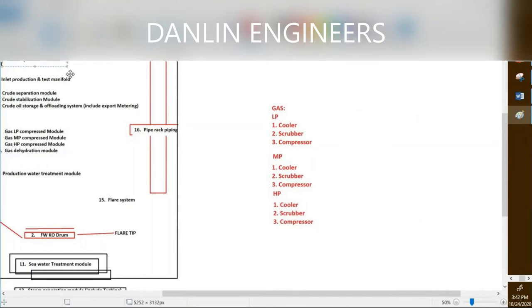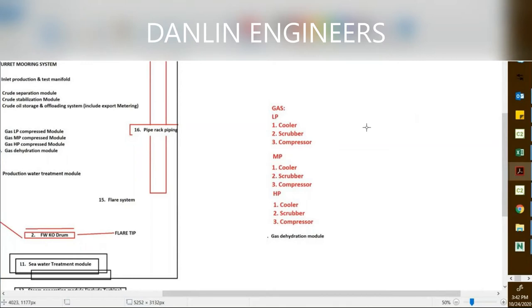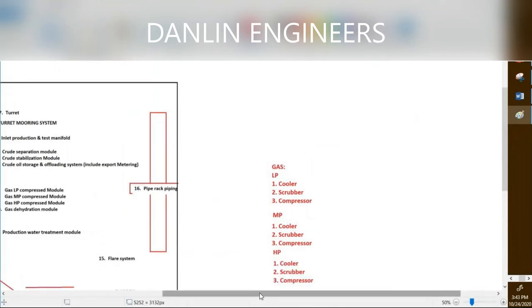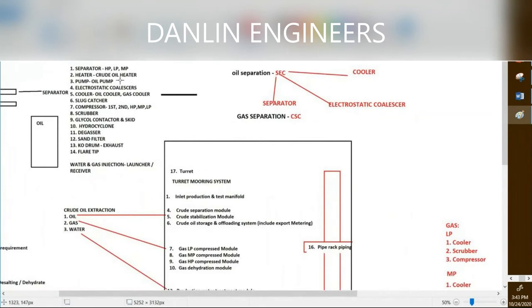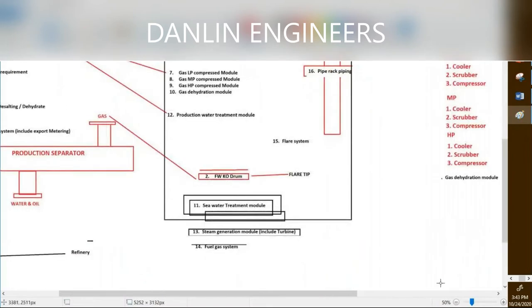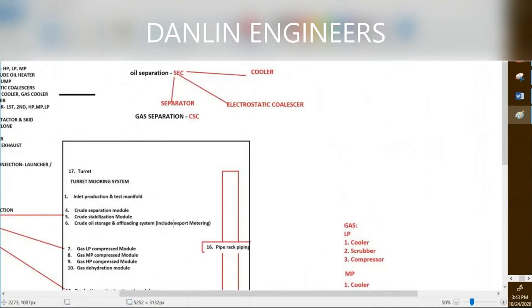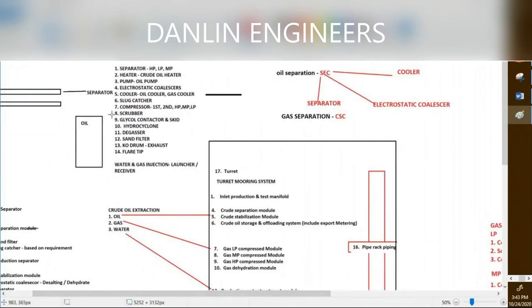dehydration means the glycol contactor, the glycol regeneration, those things and the dehydration will be taken care of, everything will be there, and then the dry gas will be collected. So as per this, the gas cooler, the compressor and the scrubbers and a glycol contactor skid, these things will be coming into the picture. So these are the vessels and the arrangement will be there. Understand?